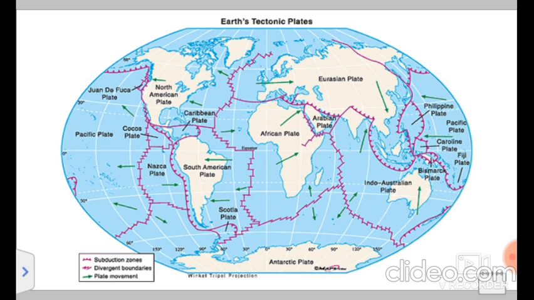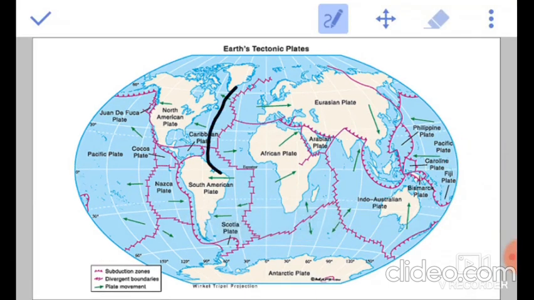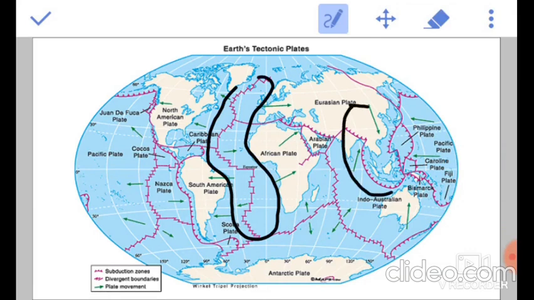So now let us observe the location of the divergent, convergent and transform plate boundary. Here we can see at mid-Atlantic Ocean there is a divergent plate boundary, and there is a convergent plate boundary between the Eurasian plate and Indo-Australian plate. And here we can observe between the Nazca plate and Antarctica plate there is a transform plate boundary.